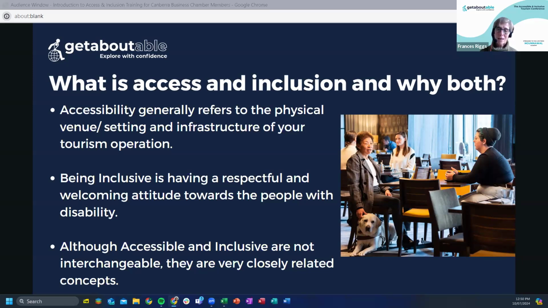Although accessible and inclusive are not interchangeable, they are very closely related concepts. The more accessible your business is, the wider the range of people who can be meaningfully included and fully participate. No matter how accessible a business is, if it doesn't feel inclusive and welcoming, that may be a barrier to access, particularly for people who have hidden disabilities such as mental health conditions. So on this slide is an image of a guide dog under the seat of their handler at an eatery.